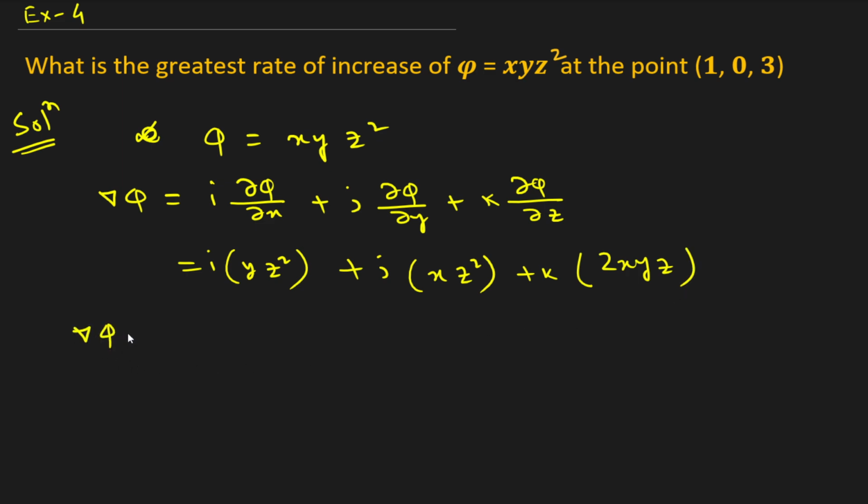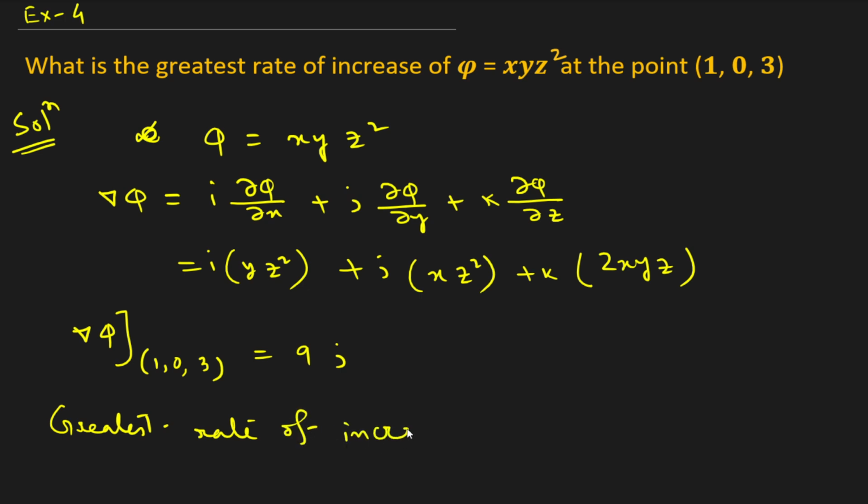Now the point is given, nabla phi at the point (1, 0, 3). So y is 0, no? The first term will become 0, the last term will also become 0. So we have only the middle term. x is 1 and this is 3, so you have 9 j cap. The other two terms will become 0. Now what to find? Greatest rate of increase. This is the other meaning of normal derivative. For the normal derivative we use what? Magnitude of grad phi. So it is root over 9 square, means how much? 9. Okay, so it's very simple.